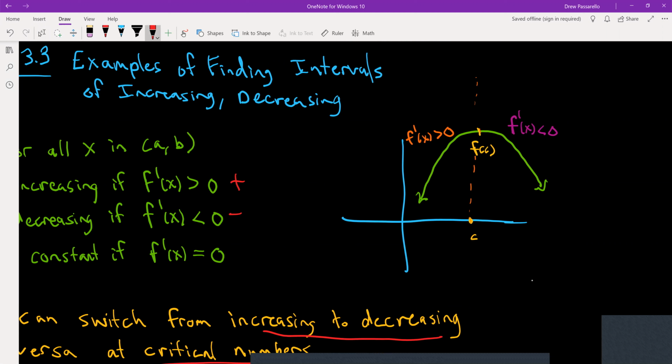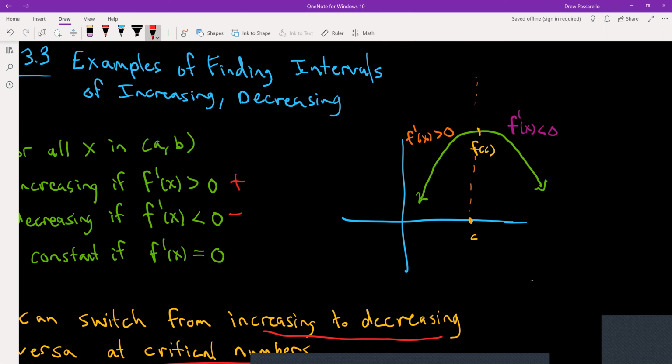All right, so this video is meant to go over examples of finding intervals of increasing and decreasing for section 3.3. Assuming you've watched the previous video, this is a continuation. This is going to cover some examples.